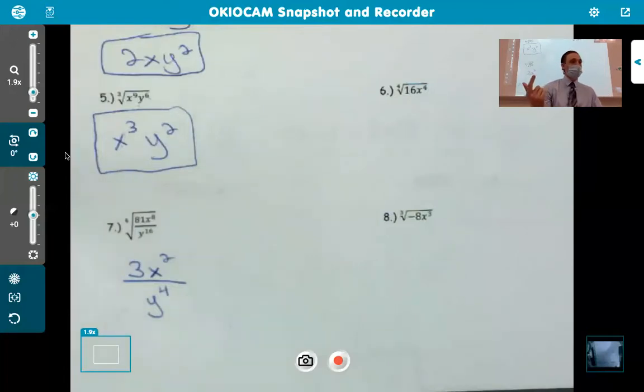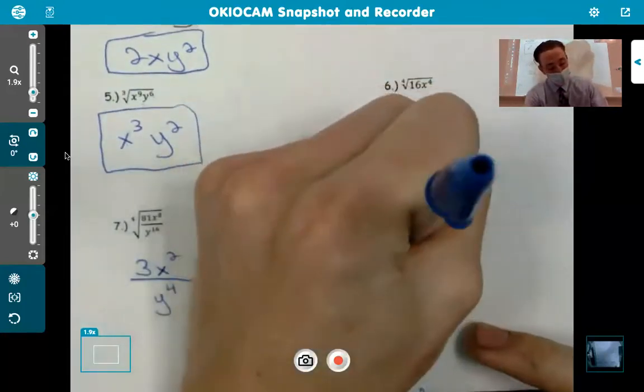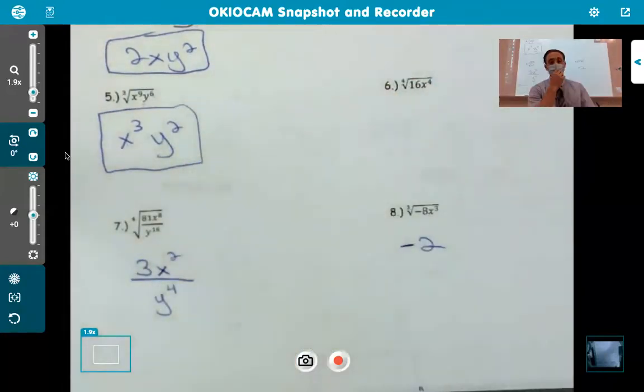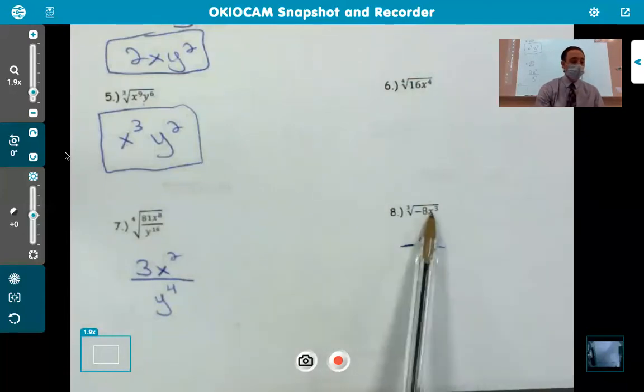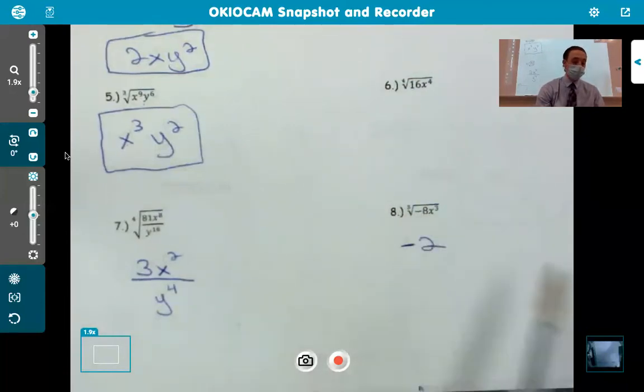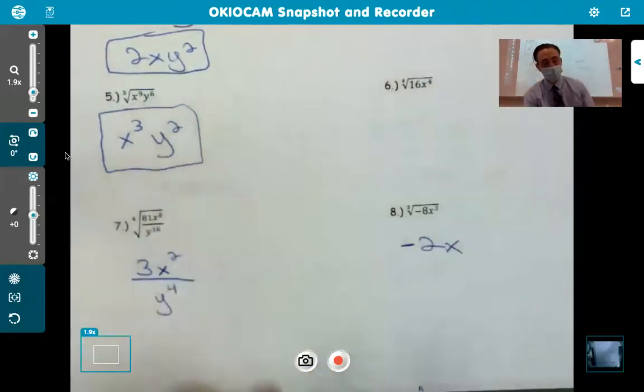Negative 2 times negative 2 gives me positive 4. But then positive 4 times an additional negative 2 is going to give me negative 8. So it'll be negative 2. And then my variable terms will simplify normally. So I have the cube root of x cubed, which is just what? Just x, right? X to the 1st power.